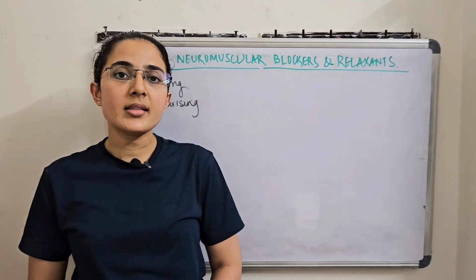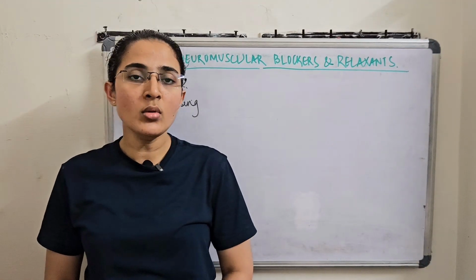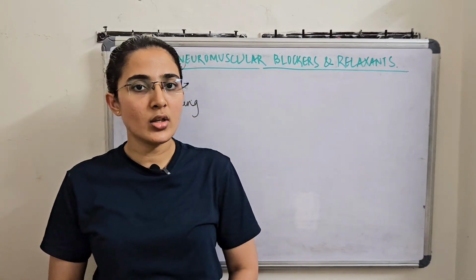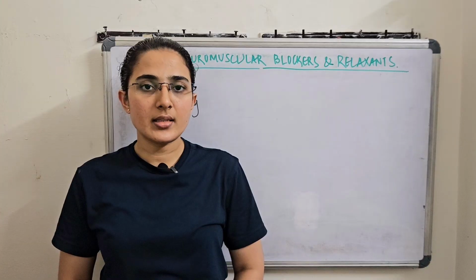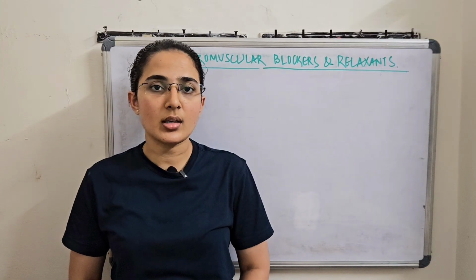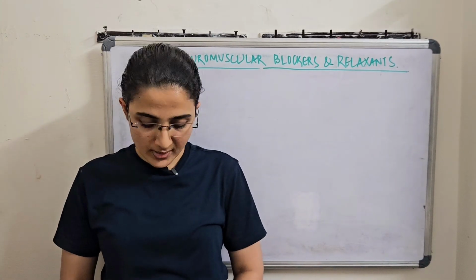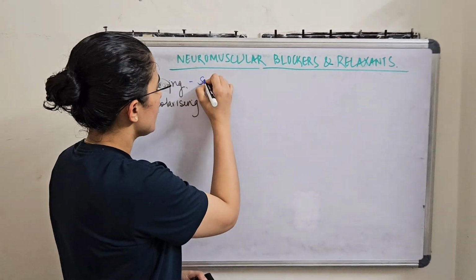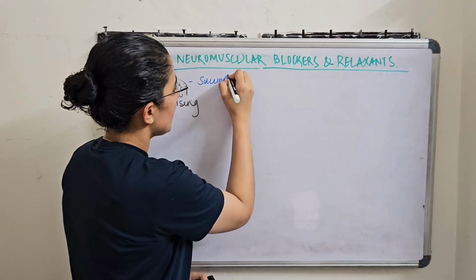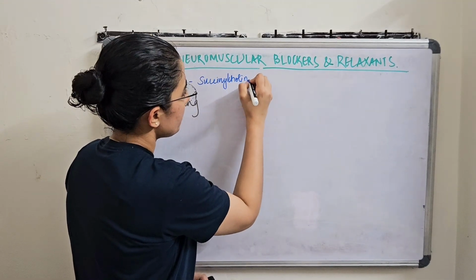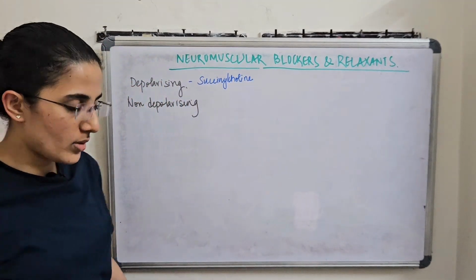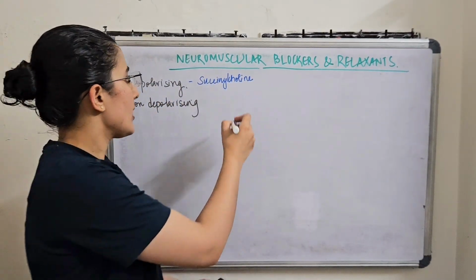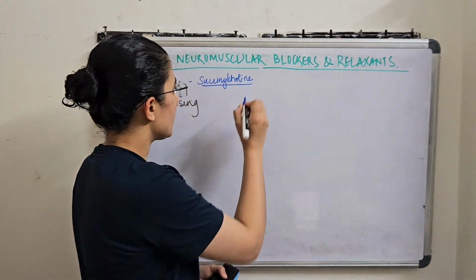Neuromuscular blockers can be broadly classified into depolarizing neuromuscular blockers and non-depolarizing neuromuscular blockers. We'll be discussing briefly each of the drugs which come under these two major groups. Among the depolarizing blockers, we will start with two important drugs, that is Succinylcholine, and the older one which was available, called decamethonium. In this video we'll be seeing first about Succinylcholine.